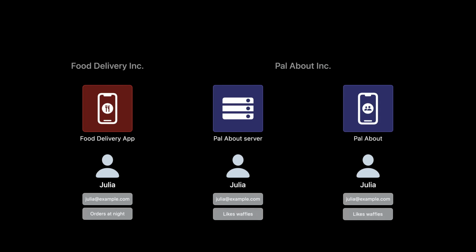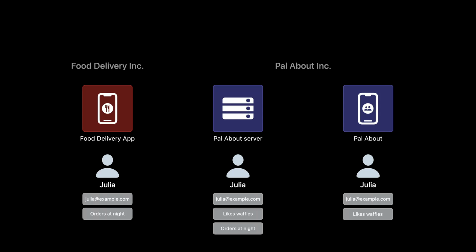The food delivery app includes code that shares my email address and the fact I often order at night with Pal About. The Pal About server uses my email address to link together my interest in waffles collected by the Pal About app to the fact I order at night, collected in the food delivery app.